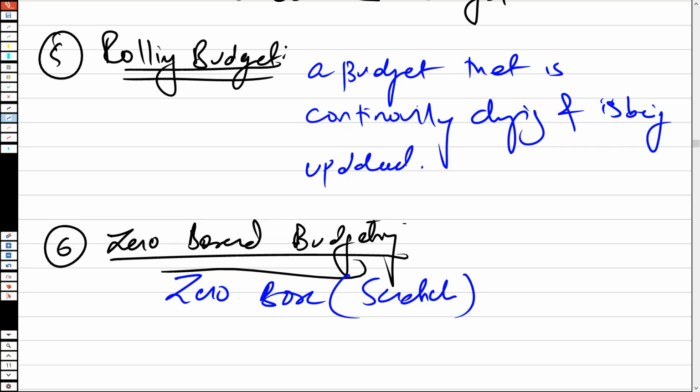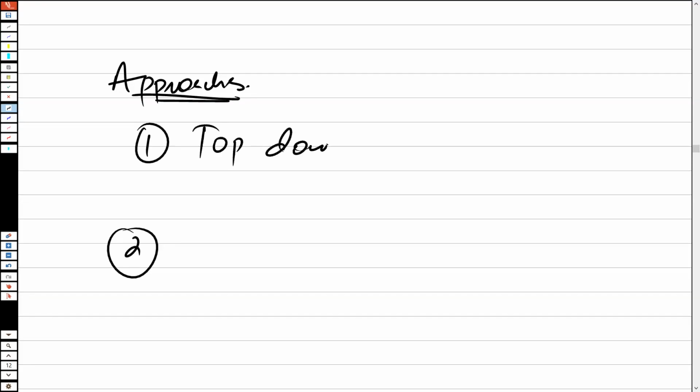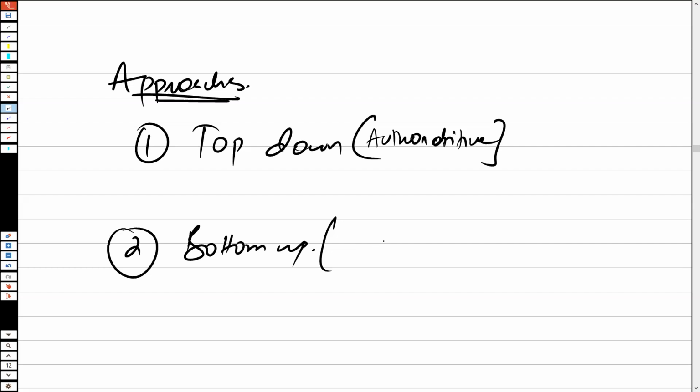Okay, so when it comes to this budget setting exercise, there are different types of approaches that you could adopt as an organization. One of them is called top-down budgeting, and the other one is called bottom-up budgeting. The top-down budgeting is an approach which is authoritative, and the bottom-up budgeting is basically participative.